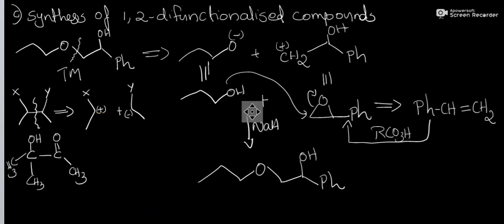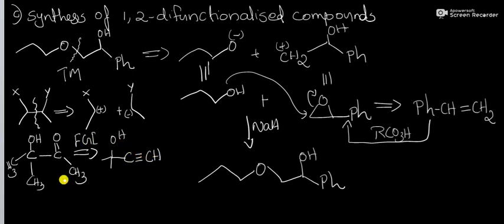For example, if this is our target molecule, it can be synthesized. First we interchange its functional group, that is (CH3)2C(OH)C≡CH. The carbonyl compound is changed into alkyne.